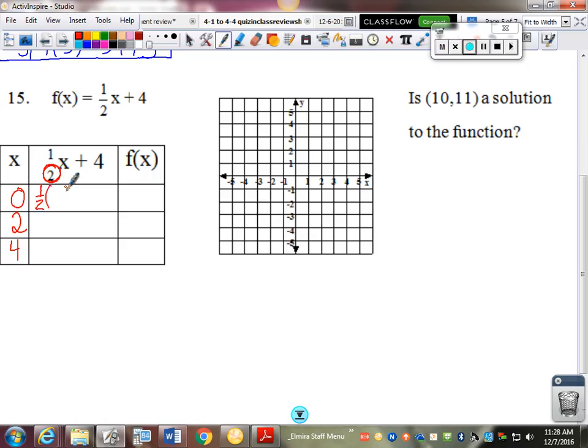All right, so 1/2 times something plus 4. So 0, 2, and 4 is what I'm plugging in. Half of 0 is still 0, plus 4 is 4. Half of 2 would be 1, plus 4 is 5. Half of 4 would be 2, 2 plus 4 is 6. So 0, 4, 2, 5, and 4, 6. And I'm seeing a pattern, down 1 over 2, down 1 over 2, down 1 over 2. Keep following the pattern. Make dots all the way edge to edge.